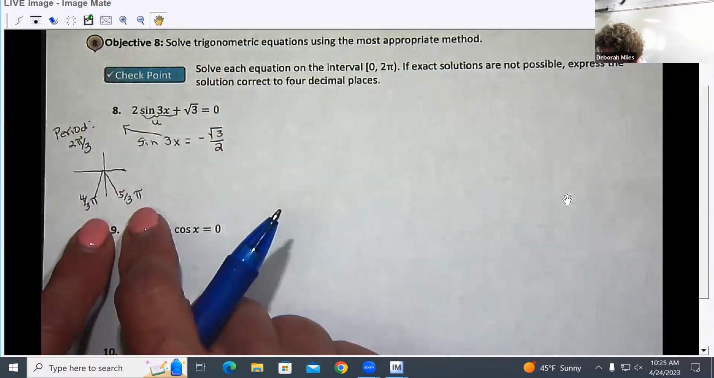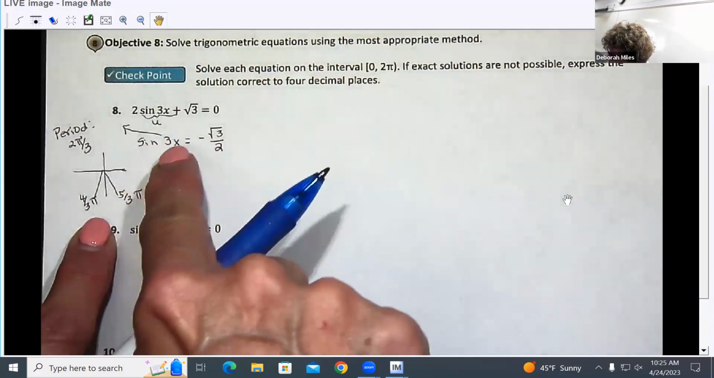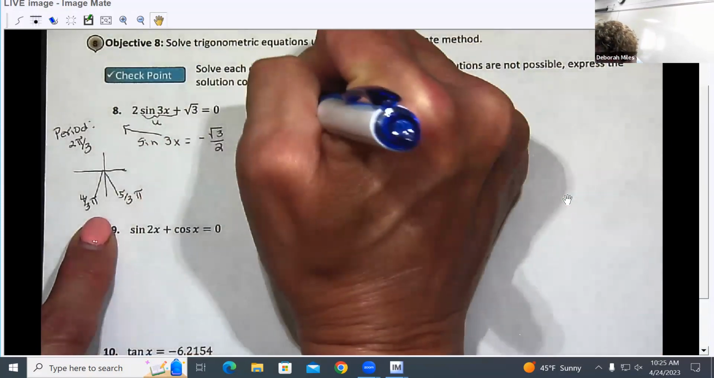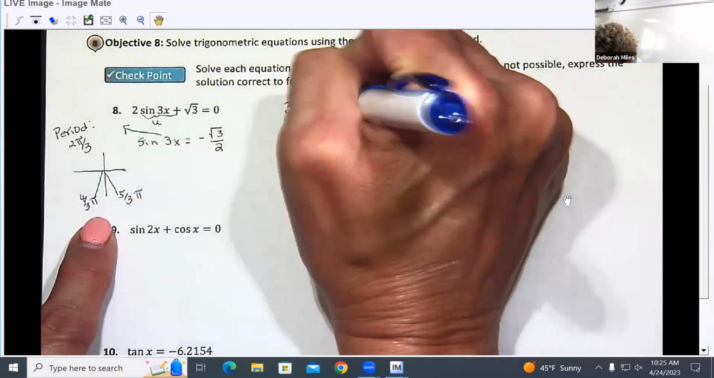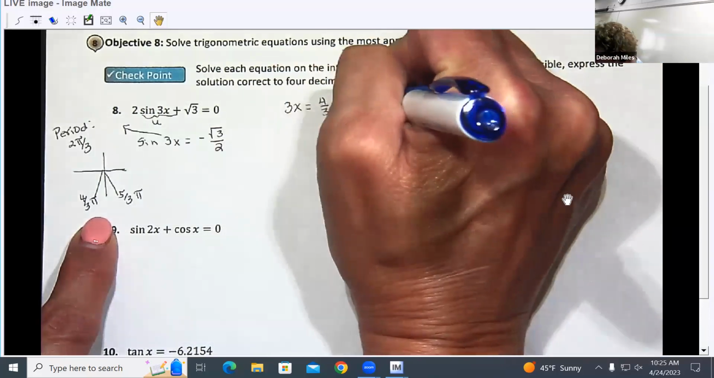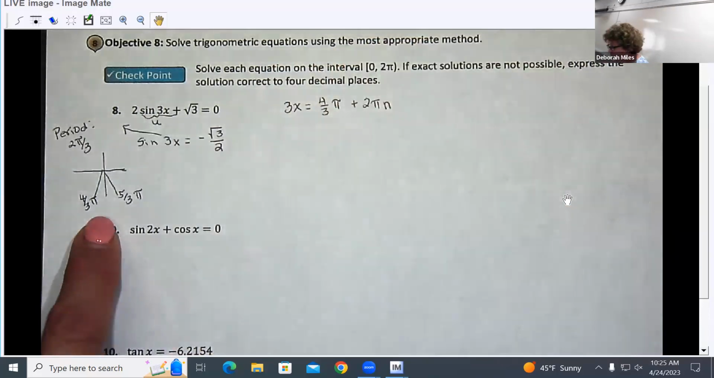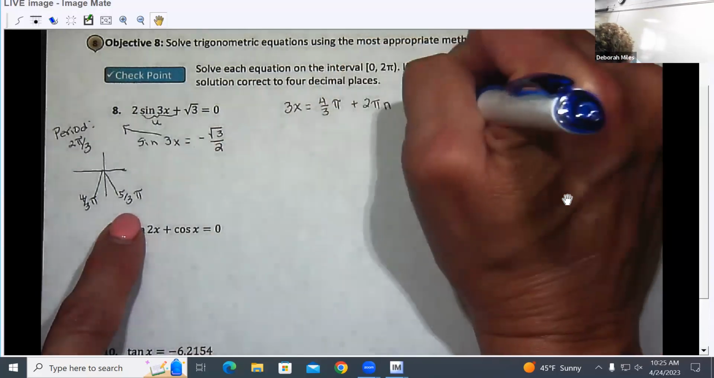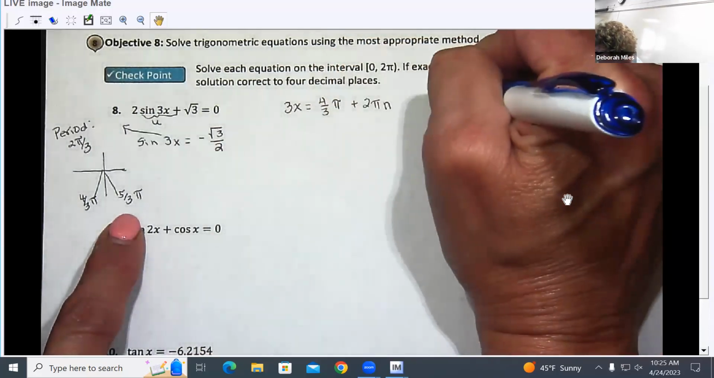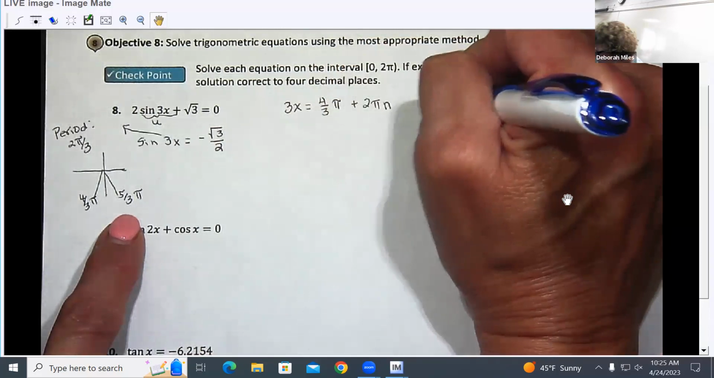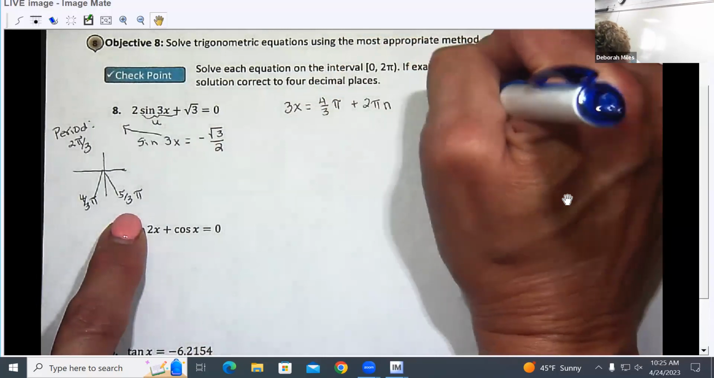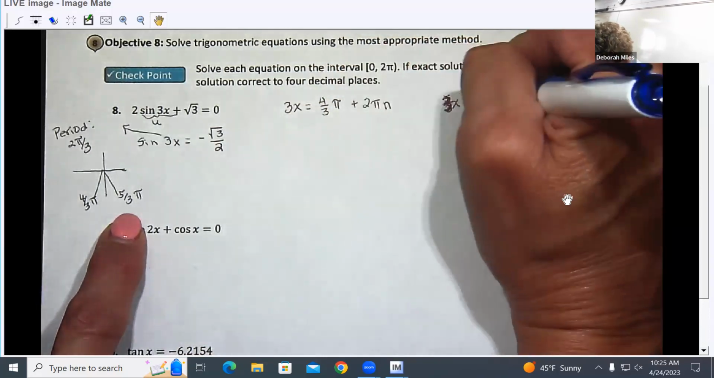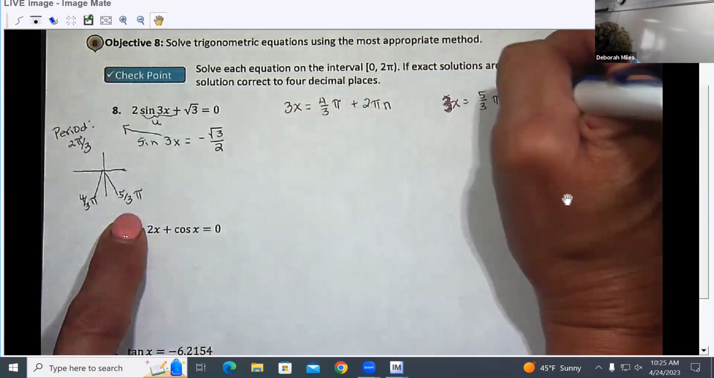But because of the period change, I need to set my 3x equal to 4/3 pi and all of its coterminal angles, or 3x equals 5/3 pi and all of its coterminal angles.